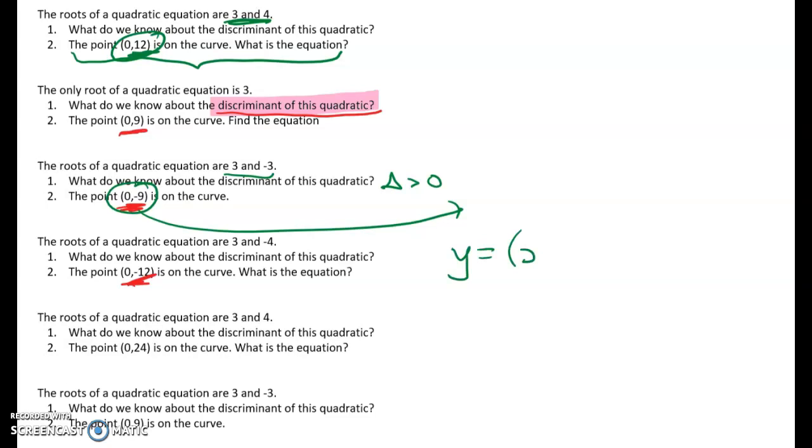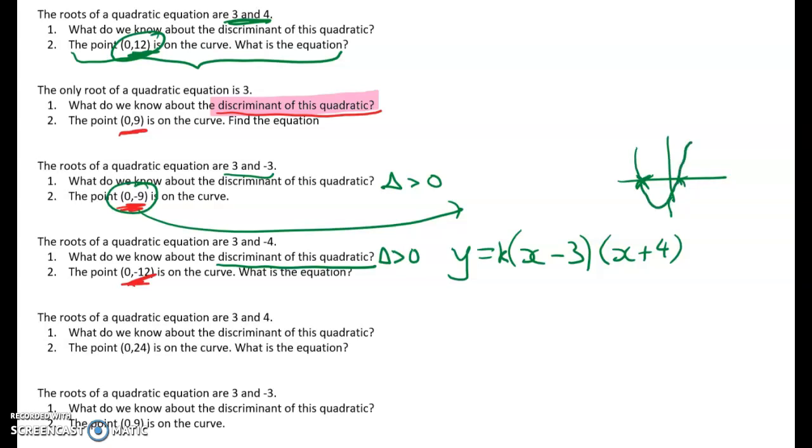So the equation will be y = k(x - 3)(x + 4), but we don't know the scale factor yet, so we squeeze that in. We know, because there are 2 roots, that the discriminant must be positive, right? Because this is one where it's cutting at negative 4 and positive 3. So it's going to look like this.